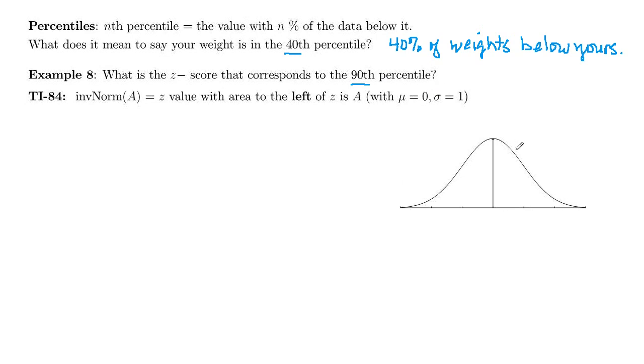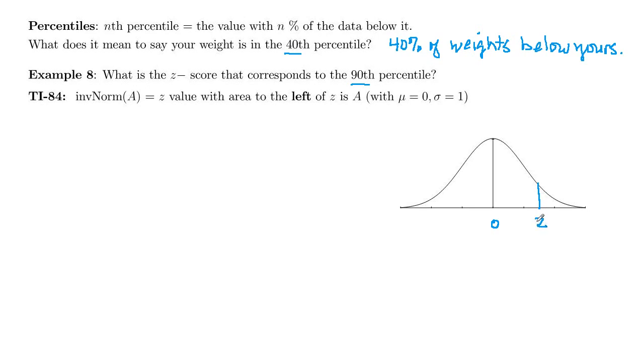So here's our normal distribution. Z equals 0 is in the middle. That corresponds to the mean, median, and mode. That's 50th percentile. So the 90th percentile, that's 50% below. 90th percentile should be somewhere to the right. So let's say it's over here.